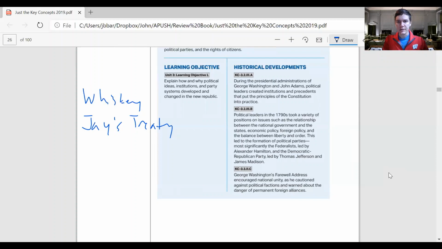When Washington is going to leave, he is going to do his farewell address. In his farewell address, he calls for more unity, especially between different political parties that are being created in the United States. He says that if we have a permanent foreign alliance with other countries, that could lead to us being brought into more conflict than we would want in the United States.